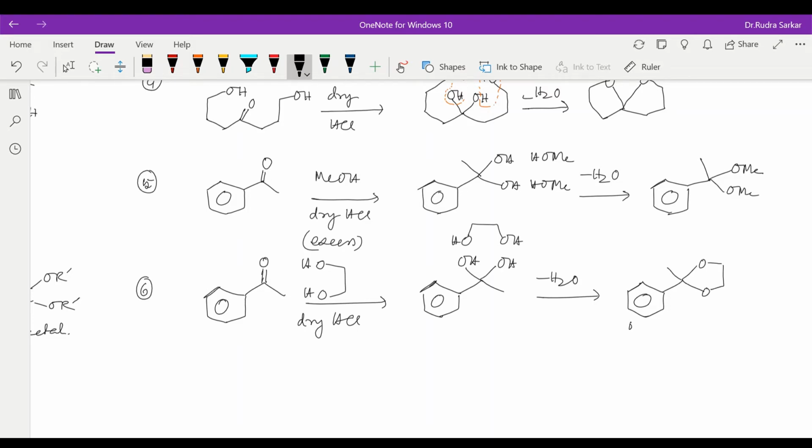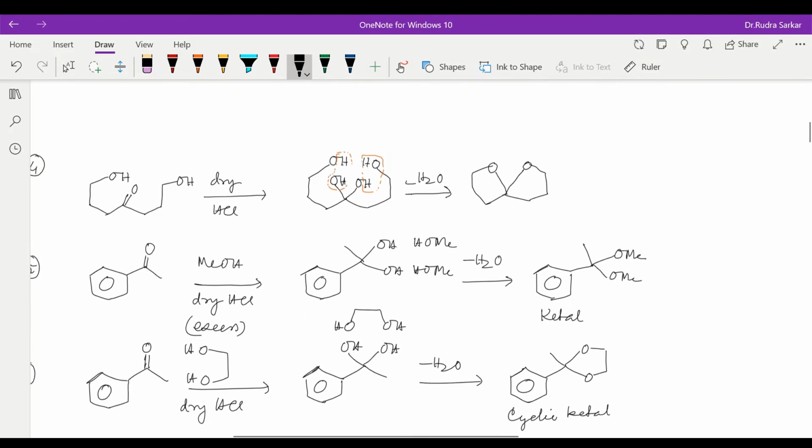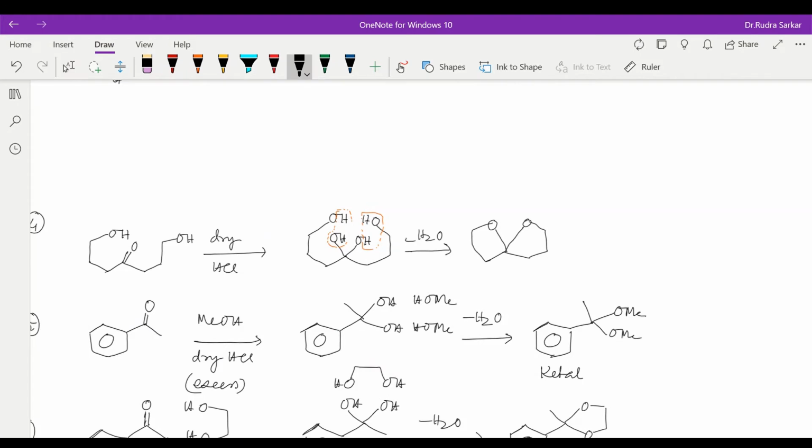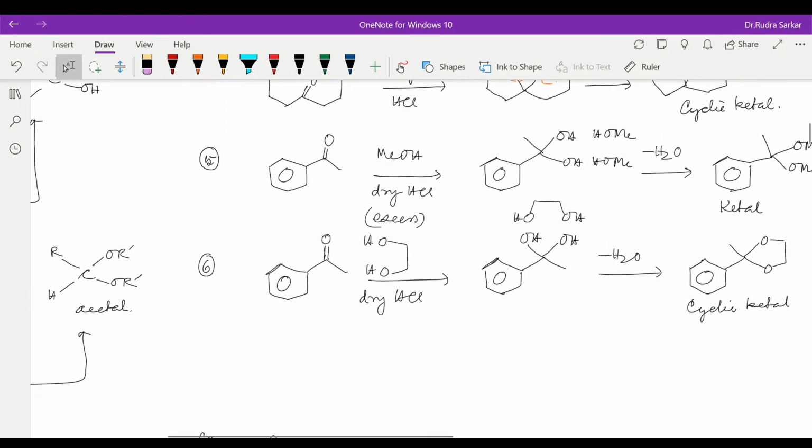So this is a cyclic ketal. Okay, mind it. This is only a ketal, not cyclic. This is also a cyclic ketal. Okay.